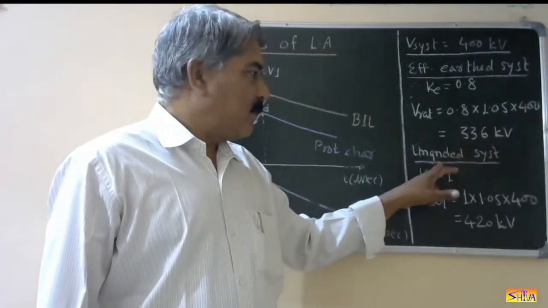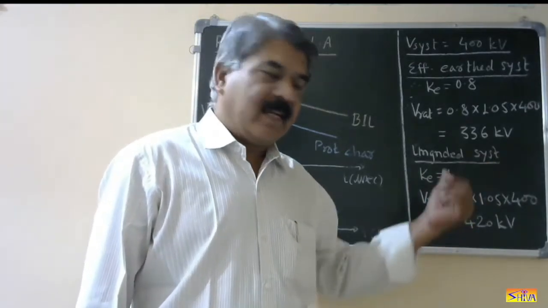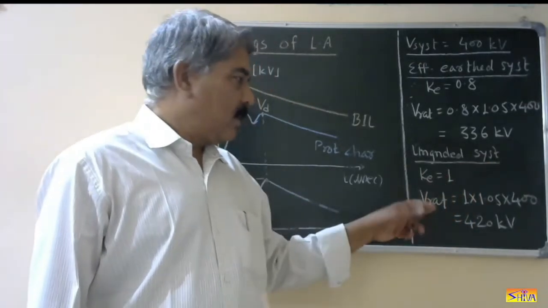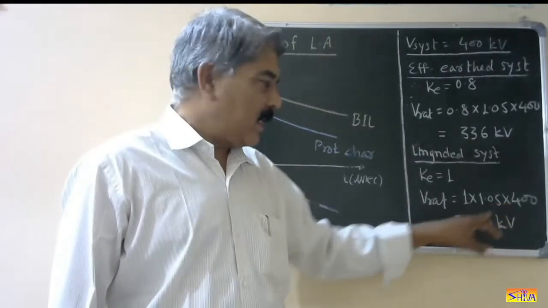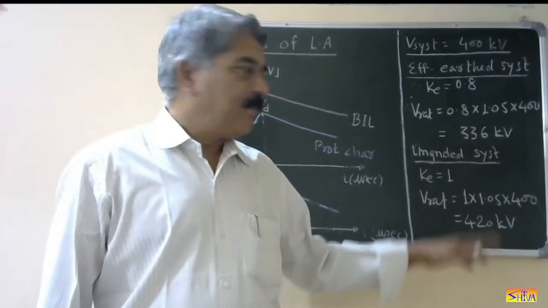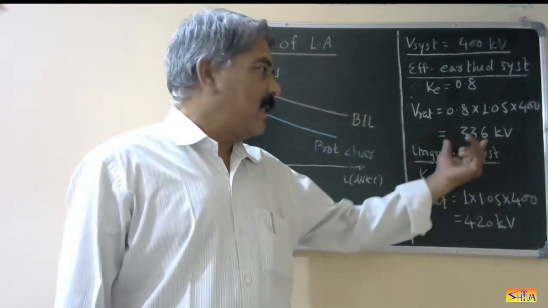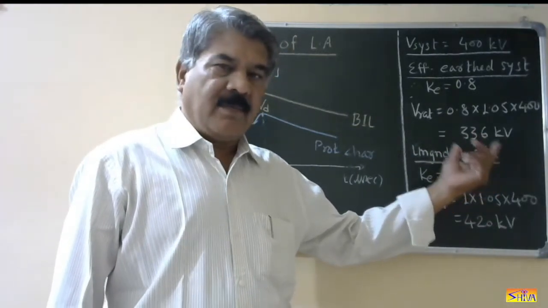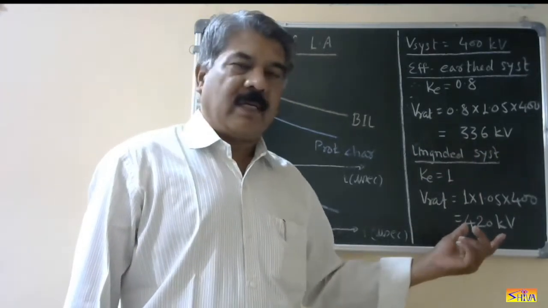Now suppose system is ungrounded or it is non-effectively grounded. In that case, Ke is 1. So rated voltage is coming 1 into 1.05 into 400, that is 420 kV. Now you can see the difference. If system is effectively grounded, the rated voltage of the lightning arrestor is 336 kV. If it is ungrounded or non-effectively grounded, then it is 420 kV.